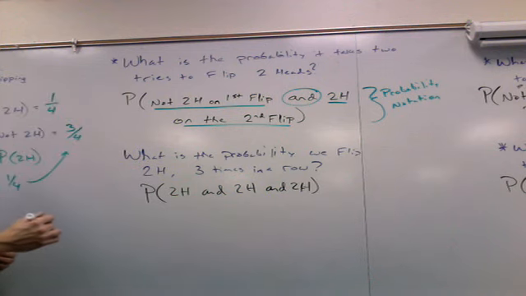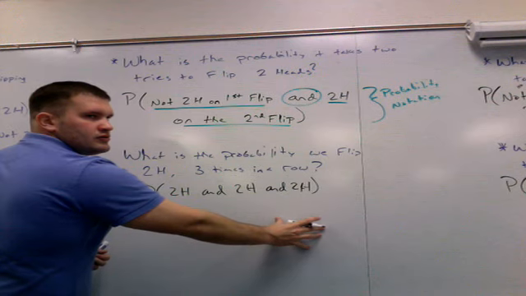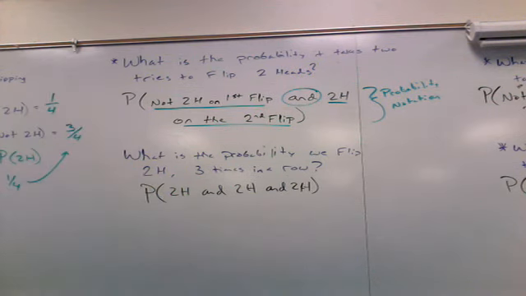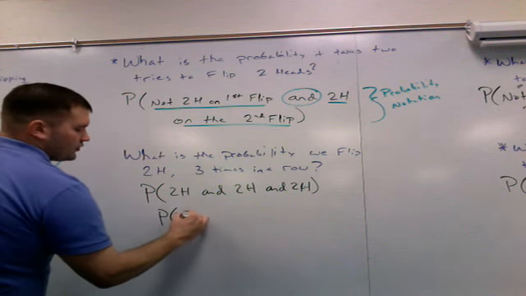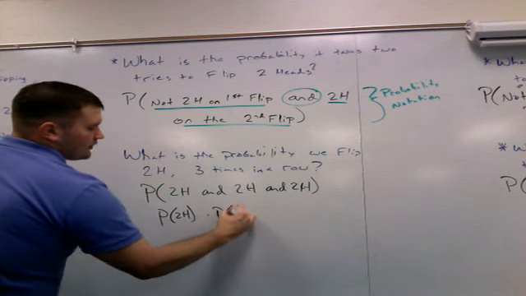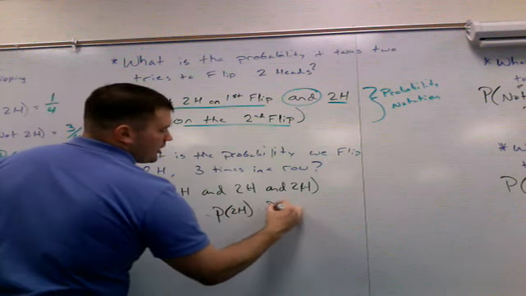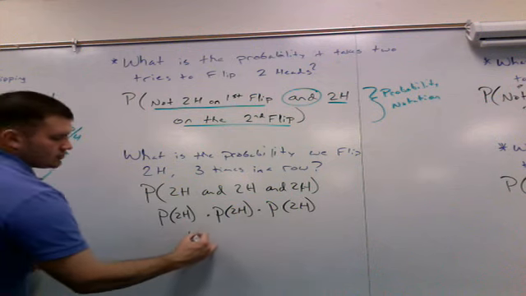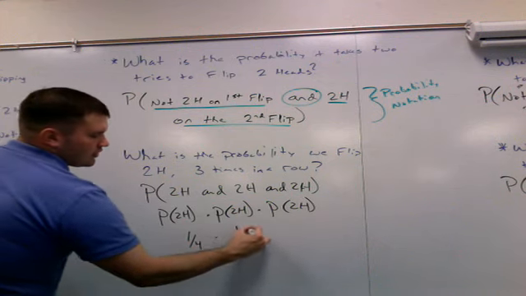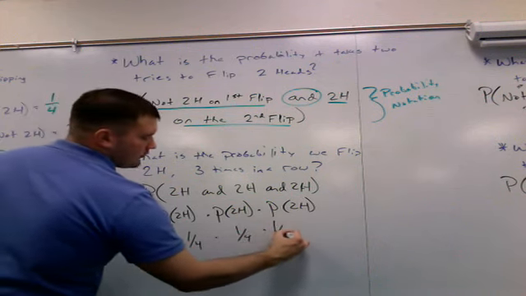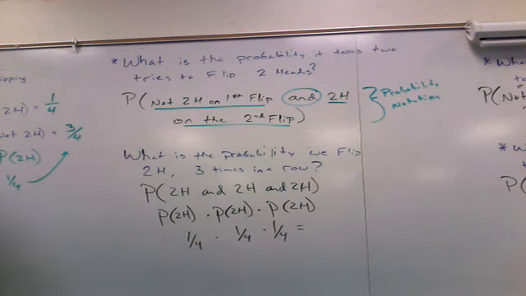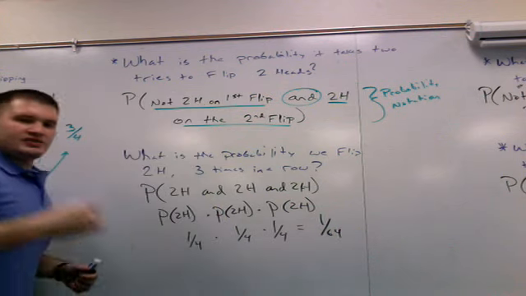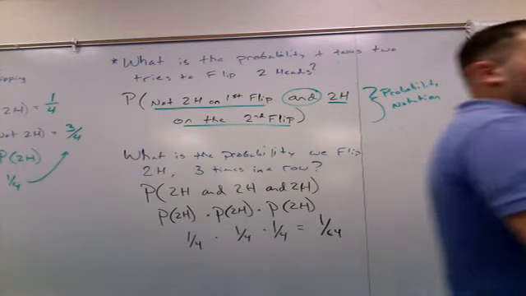Are these events independent? Yes, right? The flips don't affect each other. So we can do the probability of 2 heads times the probability of 2 heads times the probability of 2 heads, which is 1 out of 4 times 1 out of 4 times 1 out of 4, which equals 1 out of 64. So this consecutive probability stuff is kind of cool, I think.